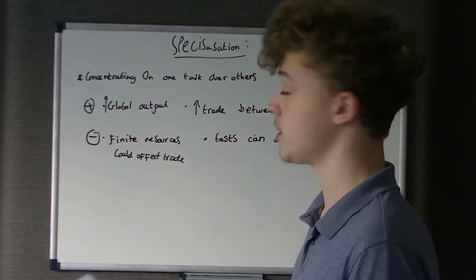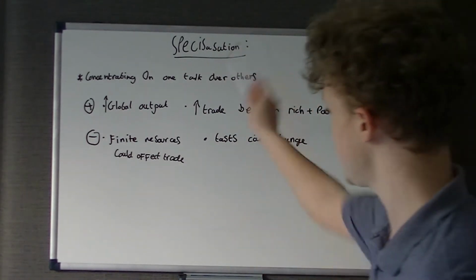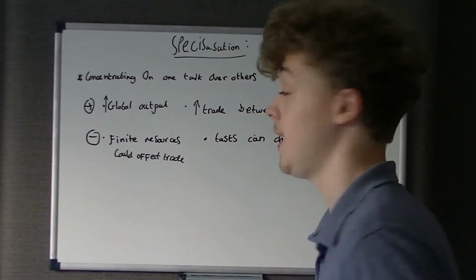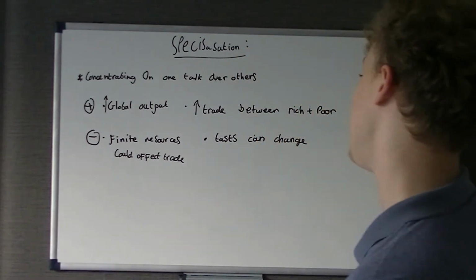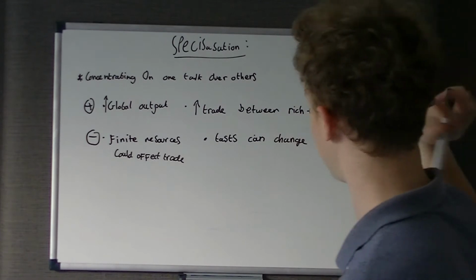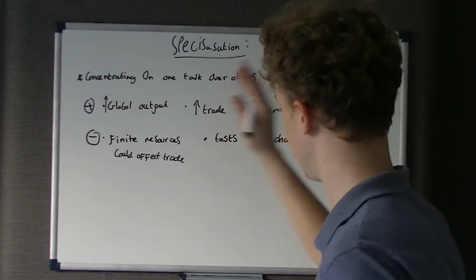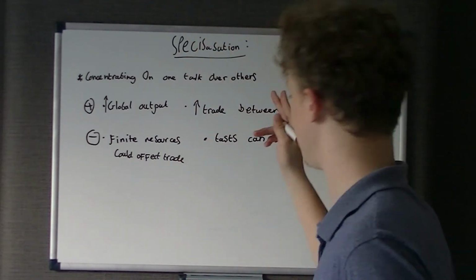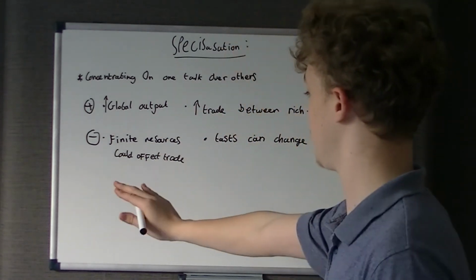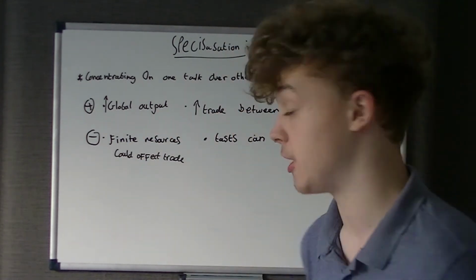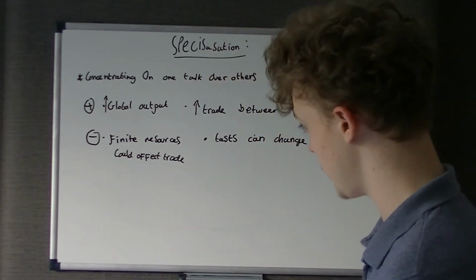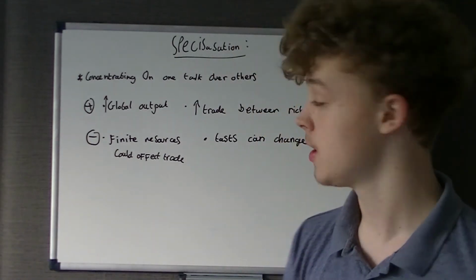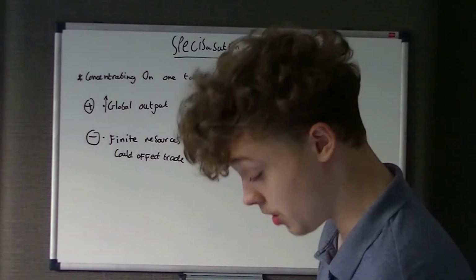So just to go over that again, the advantage of specialisation: global output increases, and trade between rich and poor countries increases. Finite resources are a disadvantage, as it could affect trade since they can no longer trade resources they don't have. Tastes can change, same sort of thing: if the resources run out, you can't trade, and if tastes change, people aren't going to want it. So global output and trade between rich and poor increase, however finite resources decrease and tastes can change. So I'm going to do that really quickly.